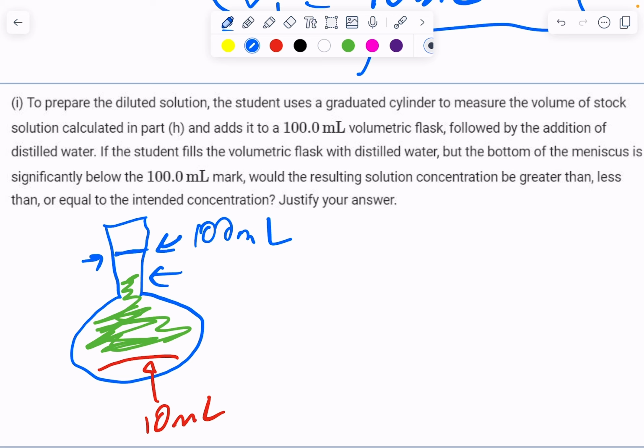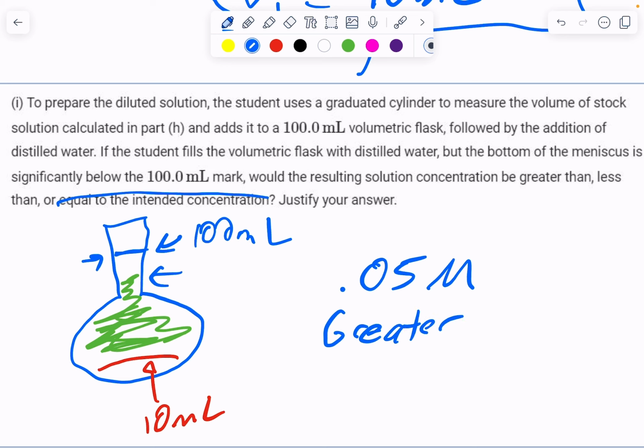So is that going to affect the concentration? Absolutely. It's not going to be equal as intended. The question is, is the concentration going to be greater than or less than 0.05 molar? That's what they were trying to get to. Okay, and the answer is it's going to be greater than. You have too much solute to solvent or total solution volume, so you have more moles per liter. You don't have enough volume, so that's going to increase your concentration.